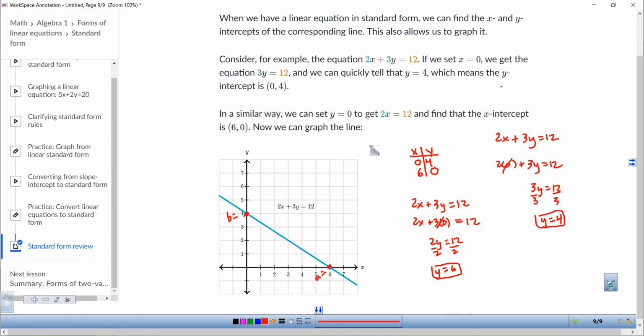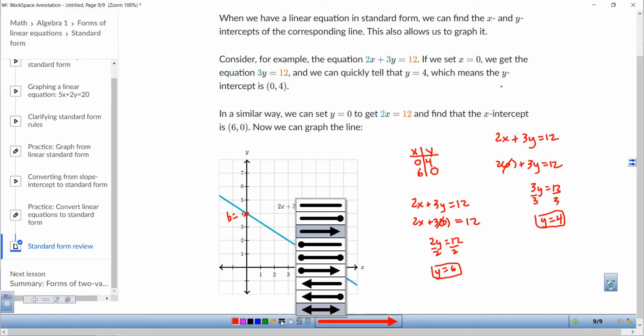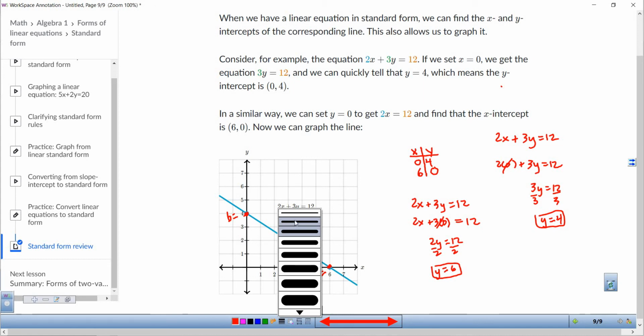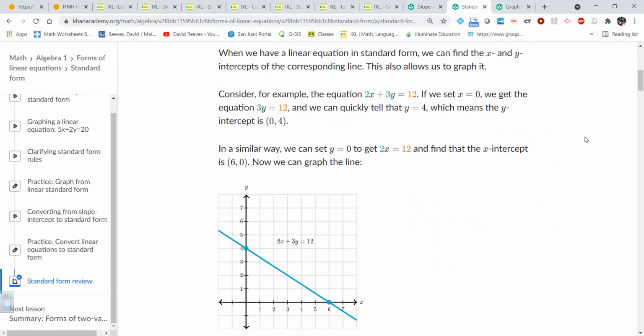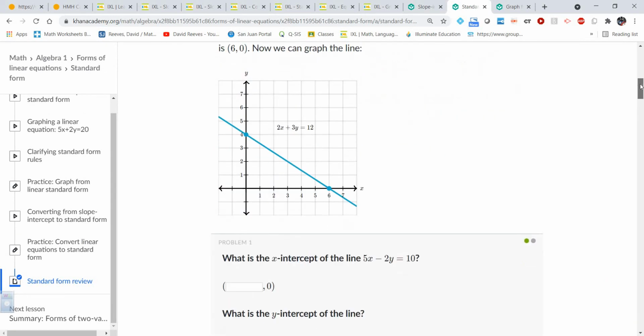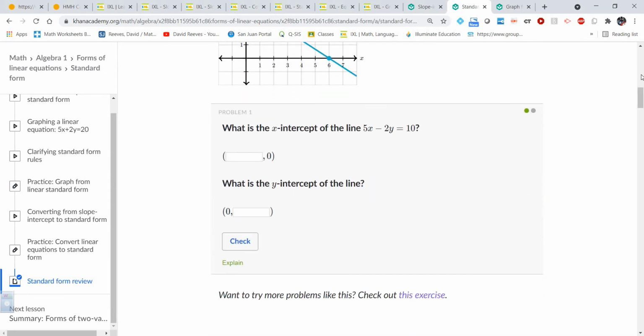Once you have two points, all you need to do to graph the line is connect those two points. So I go through those two points, and there is my line. Got it? Awesome. Let's go ahead and look at some more examples here.